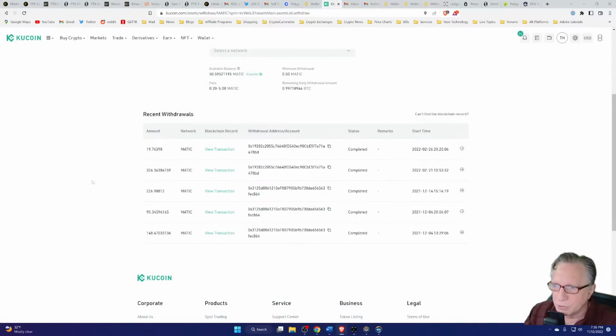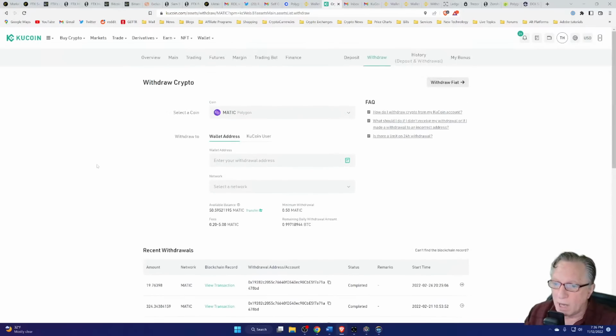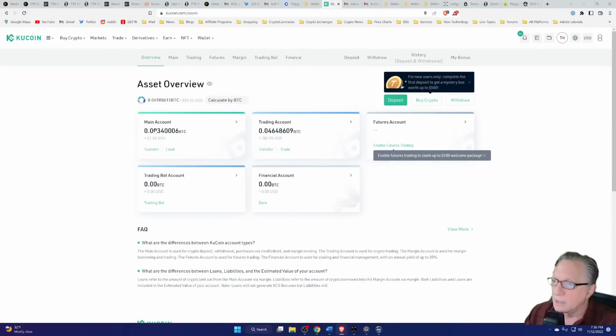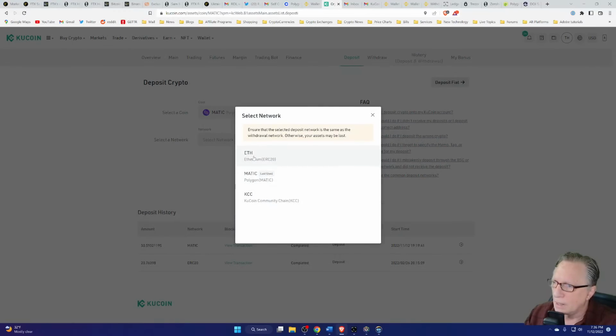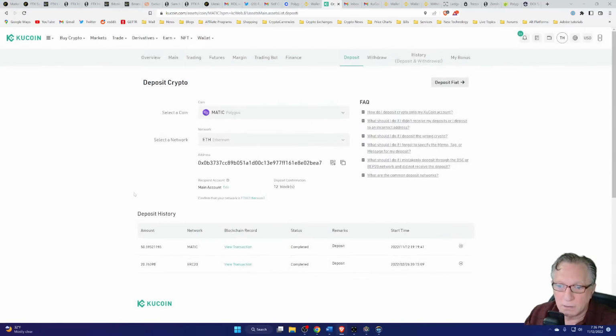So now I withdrew my MATIC from KuCoin to my own Polygon-based or native MATIC wallet. All right. We always want to use the native MATIC wallet. Now, if I had ERC20-based MATIC, I could also have made my deposit here and then converted it, right? Because you can deposit MATIC as ERC20 if you want, right? From an ERC20-based wallet. And once it's in KuCoin, you can turn around and withdraw it as native MATIC.